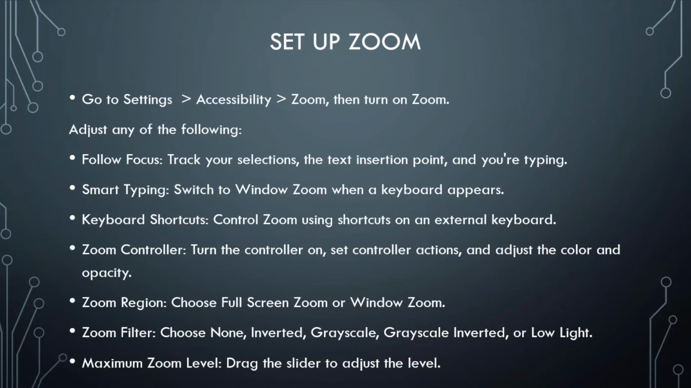You can also set a zoom region. You can choose full screen or just window zoom. You can set a zoom filter, like inverted colors, grayscale, inverted, low light. The variety of filters that you have traditionally are available through the iOS system as well. Then you can also set the maximum zoom level by dragging this slider to the left or the right to adjust that level.